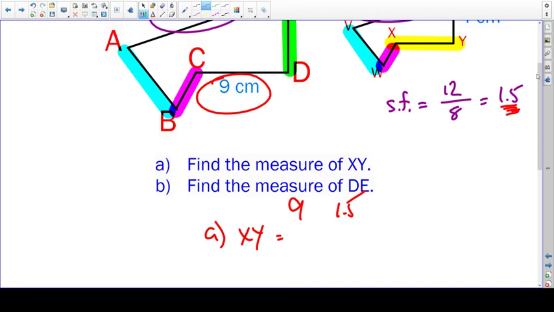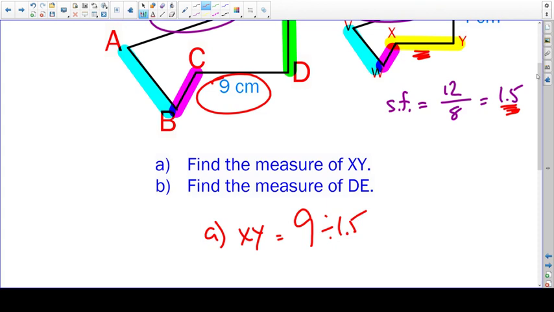So let's try and use some common sense here. If we know that 9 is bigger because it comes from the bigger object, would we multiply these or would we divide them? If you multiply by 1.5, you're going to get 13.5. Well, XY is not bigger than 9. So we're obviously not going to multiply. So we should divide. So we're going to take 9 and we're going to divide it by 1.5.